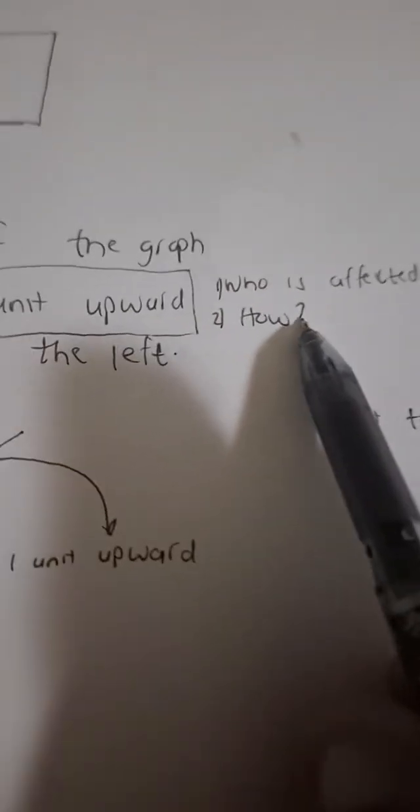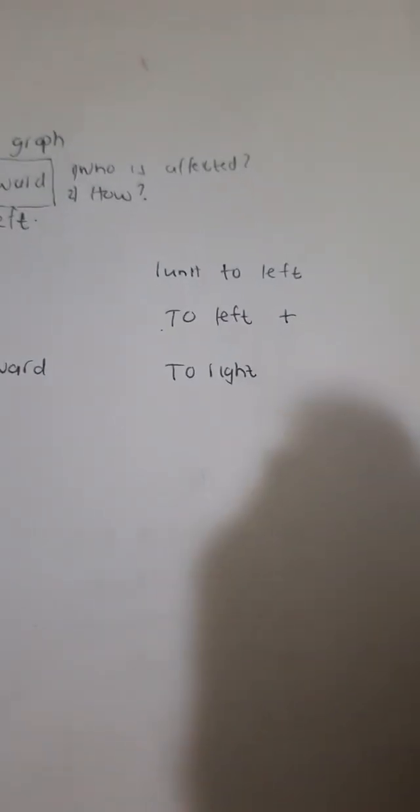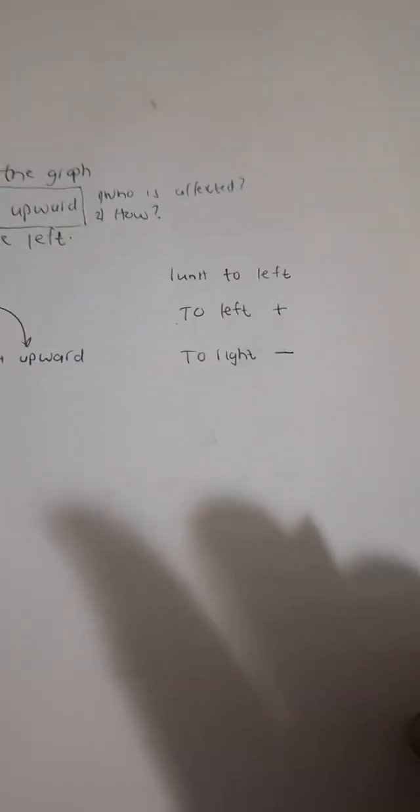The question is, how? That's where we need to check here. If we say to the left, what are we actually saying? We say we are adding something. If we say to the right, what are we actually saying? We are subtracting something. To the left, we are adding. To the right, we are subtracting.